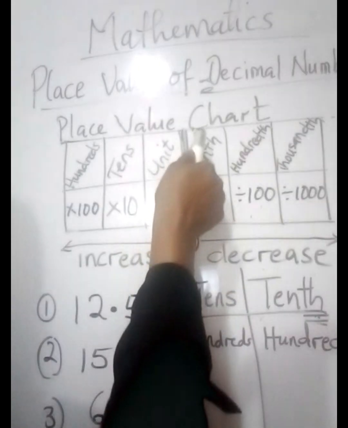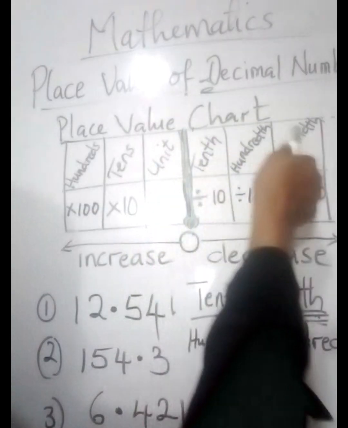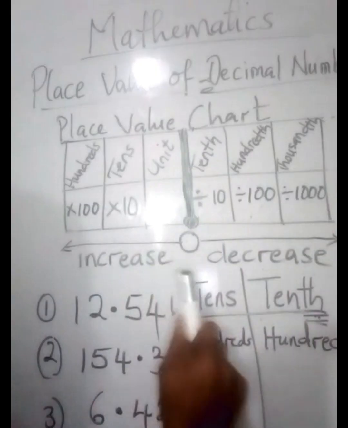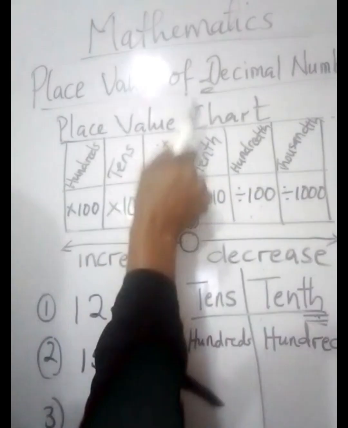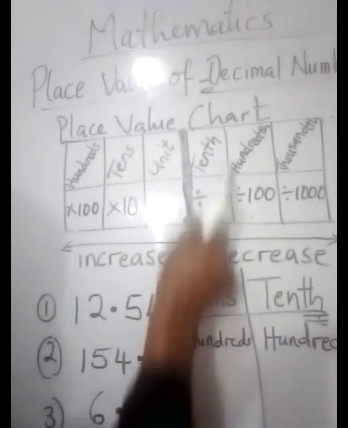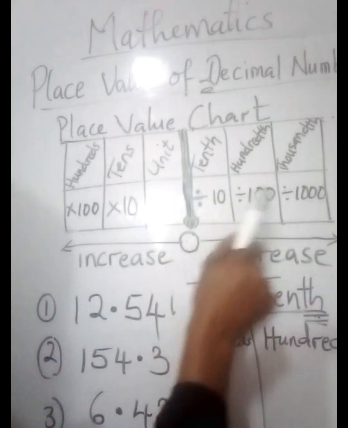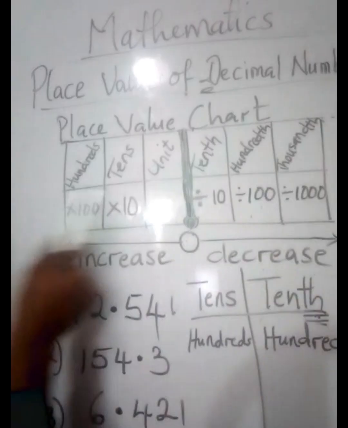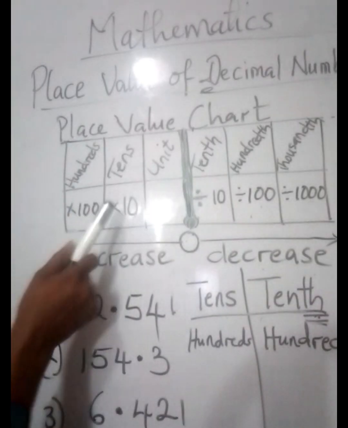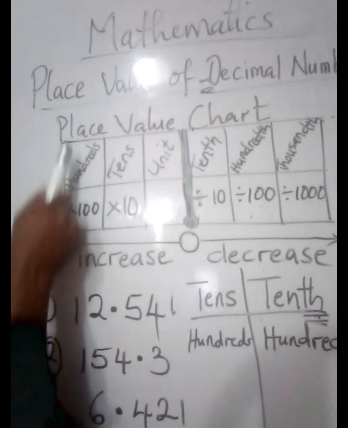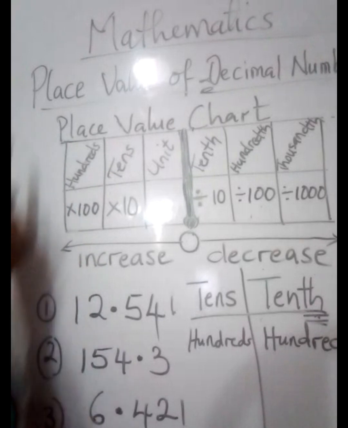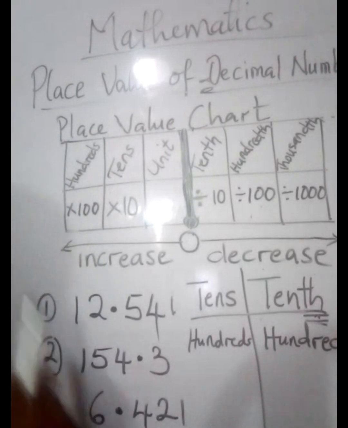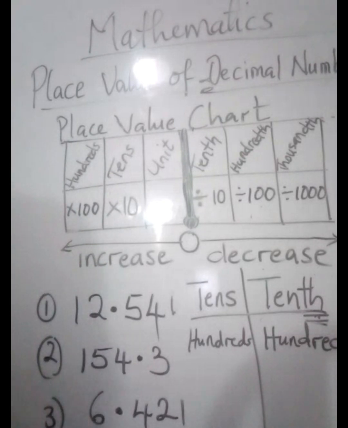Whatever you have on the side where you have all this th, it means divided by. So if it is tenth, divided by 10. If it is hundredth, divided by 100. If it's thousandth, divided by 1000. But on this other side, you are multiplying, okay? By tens, you multiply by 10. Hundreds, you multiply by 100. Thousands, you multiply by 1000, okay? To get your values. I hope we are following.